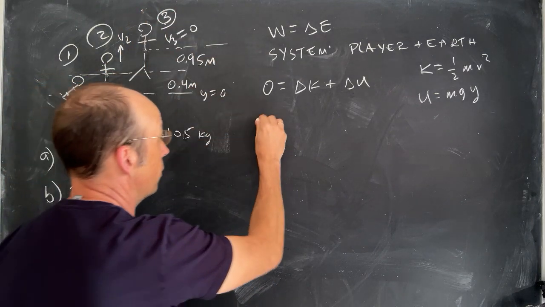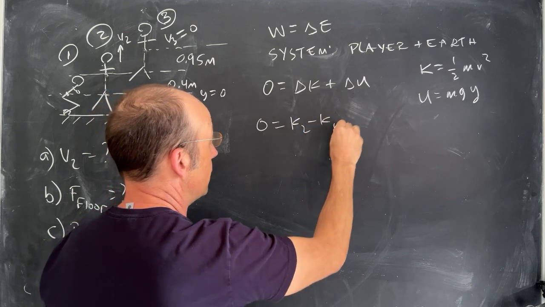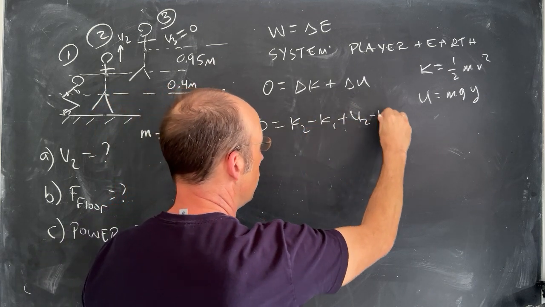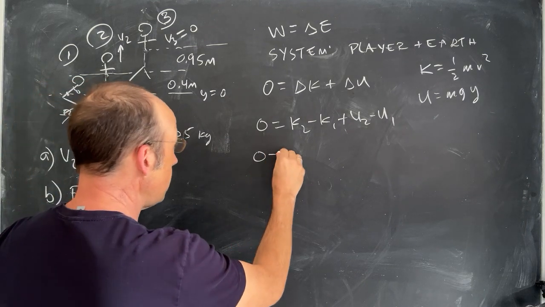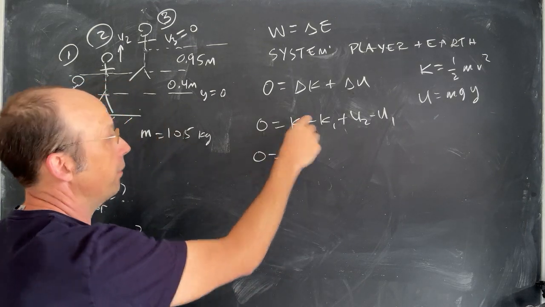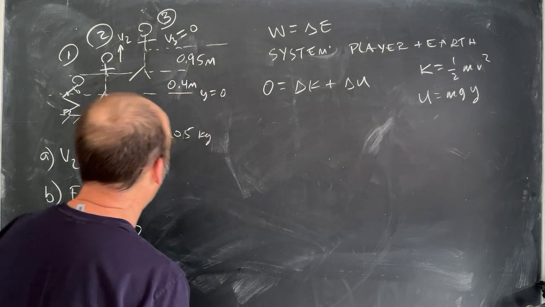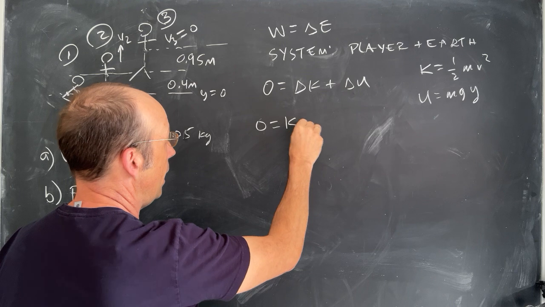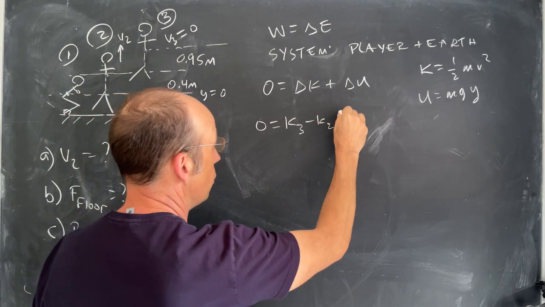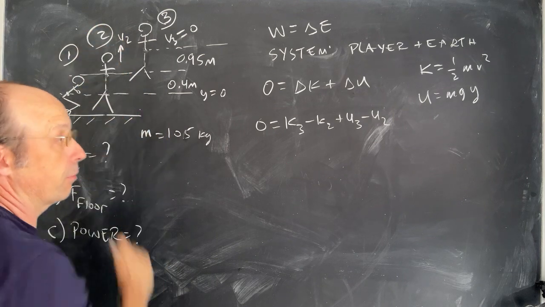So let's write this out. 0, the work done, is k2 minus k1 plus u2 minus u1. Now I'm going to start putting in my values. Technically, let's be legit here. I'm going from 2 to 3 just to keep things nice. 0 is K3 minus K2 plus U3 minus U2. That way they'll match up with these numbers right there.